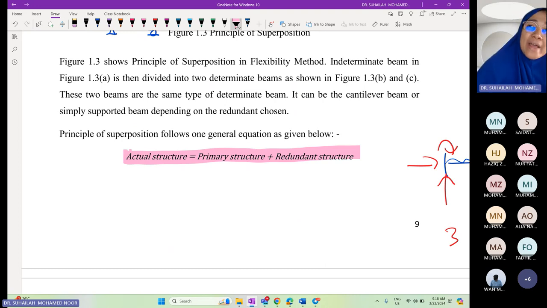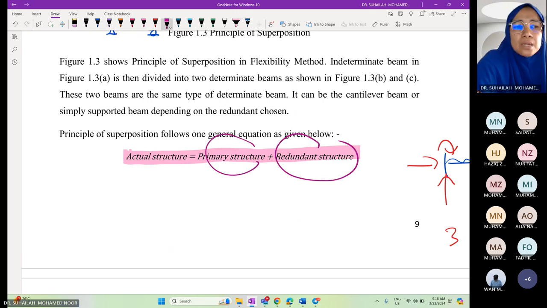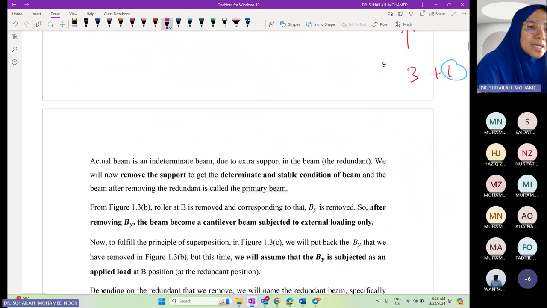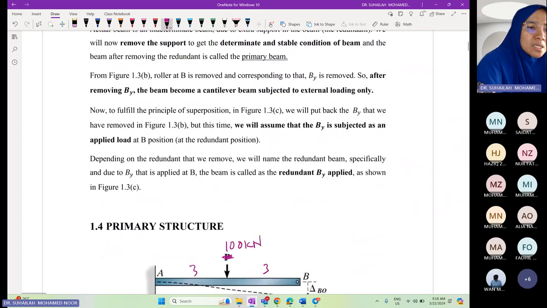So, konsep flexibility method adalah pada principle of superposition. Okay, because yang kita akan solve after this is this two structure. Kalau one redundant, we have two structure. If two redundant, we have three structure. Okay, clear? So, kita nak masuk dekat sini. So, explanation ni boleh baca.